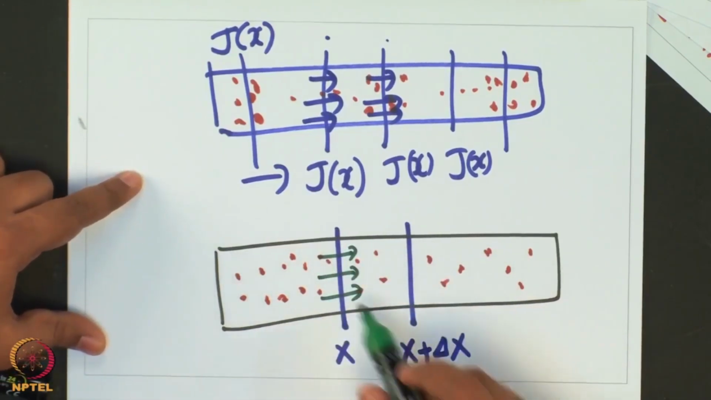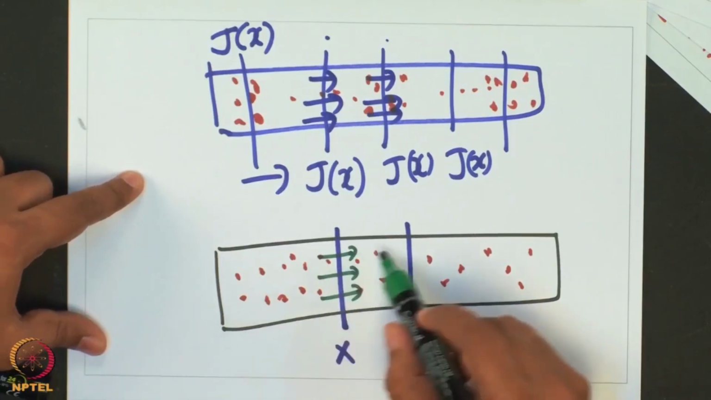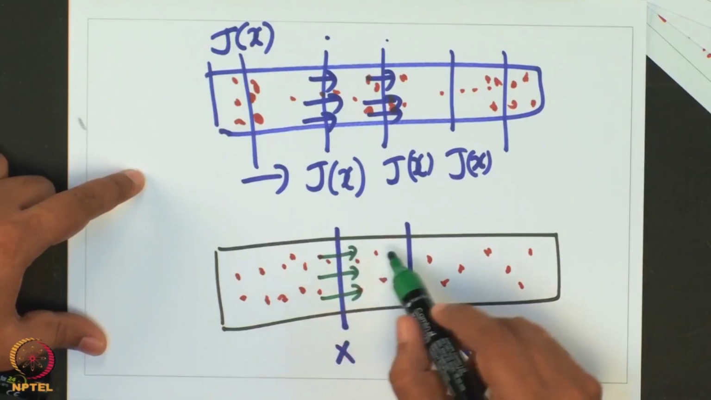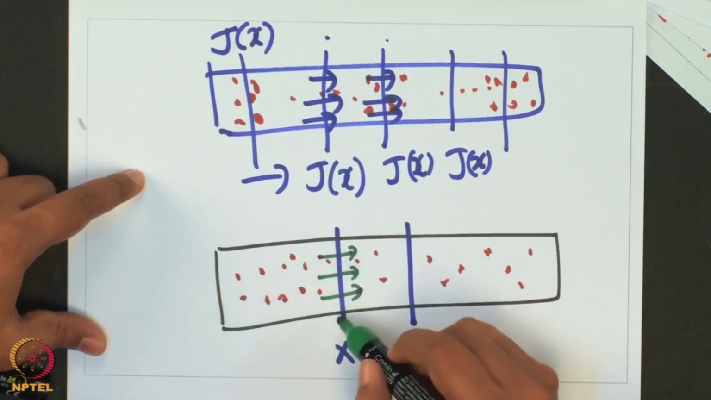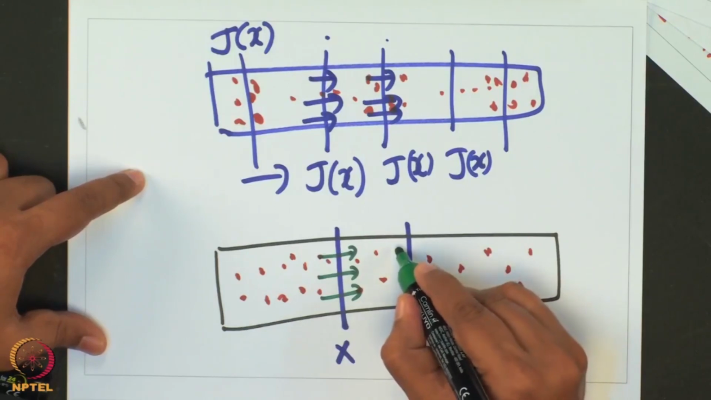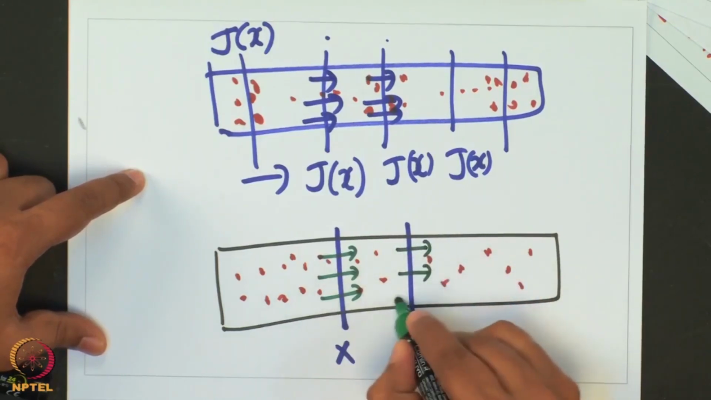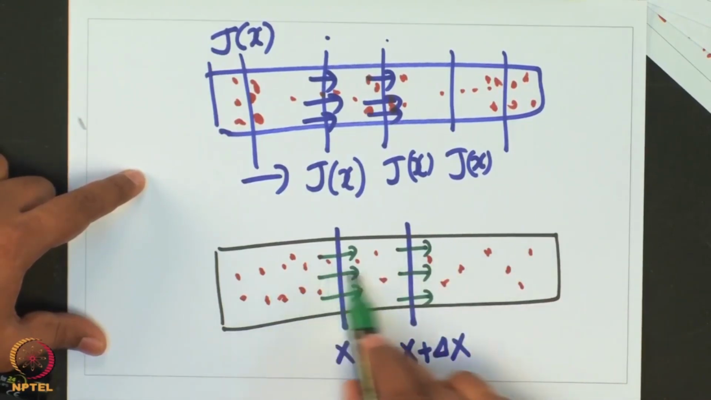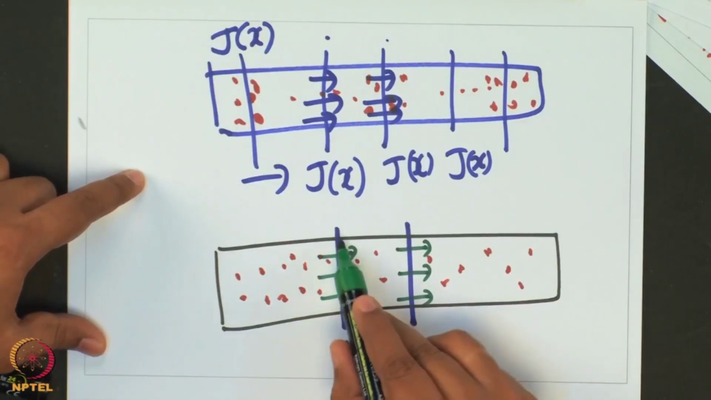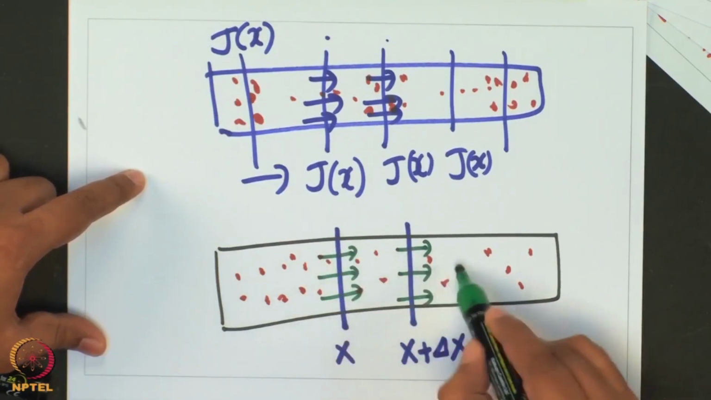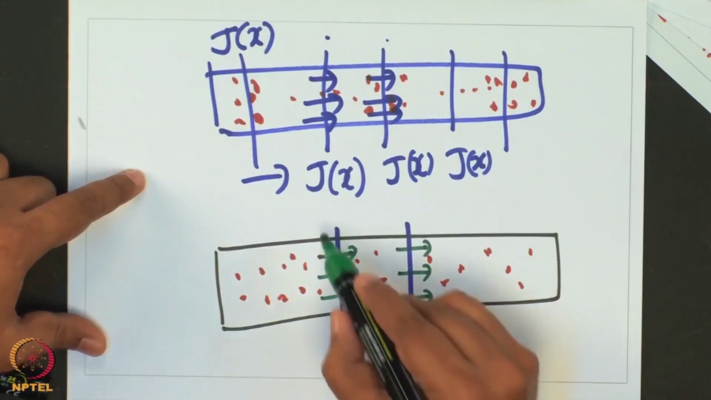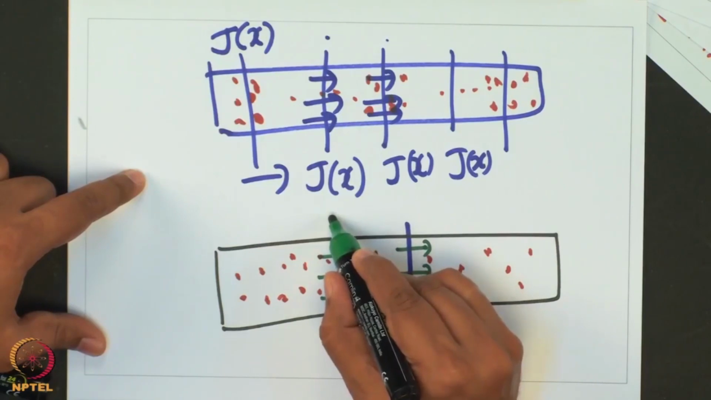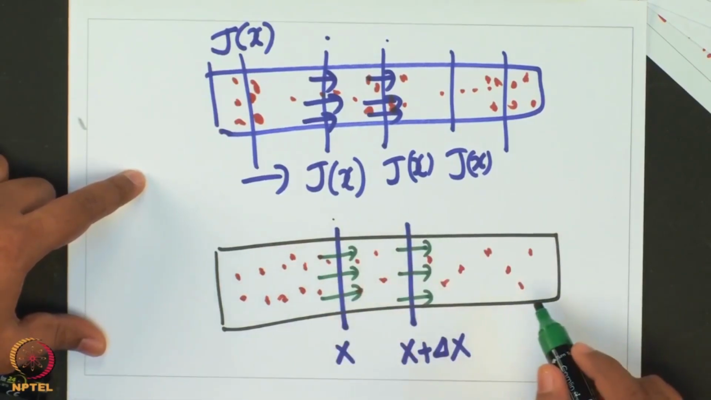Let us say there are 300, I drew 3 arrows, 300 protein molecules cross this line every second, and here also 300 molecules cross every second from here to here. That is the flow here. The flow here is also 300 molecules crossing every second. That means the flow here and the flow here are the same. So the J at x is the same as J at x plus delta x.